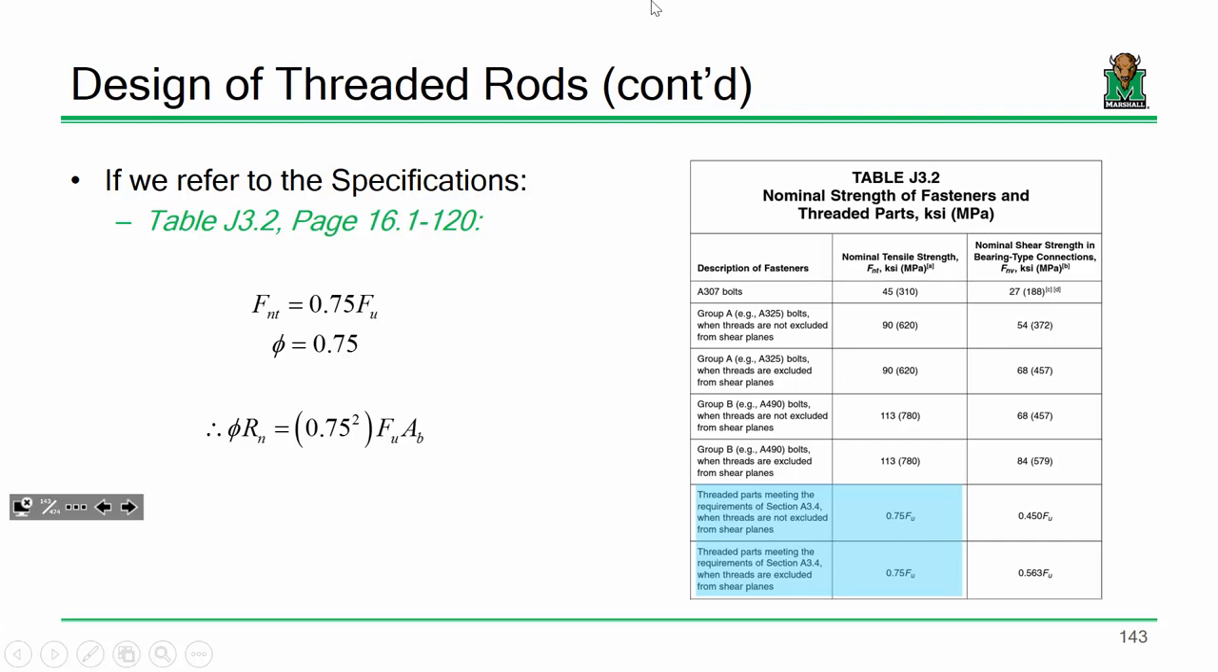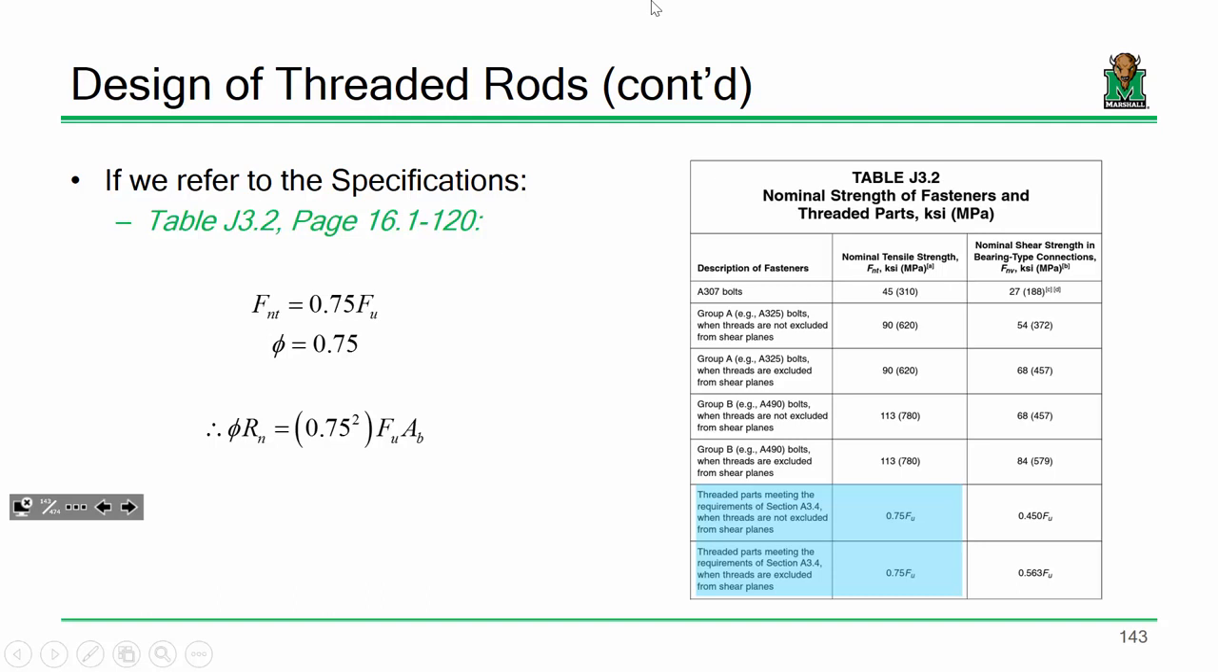So you're going to go way ahead, like your 16.1, and then you're going to go to 120. Does this page need to be marked? Good question. Does this page need to have a tab on it? That's debatable, but what I will say is this. If you open up the spec, remember how Chapter D was the design of tension members? Okay, well, we're in Chapter J. Chapter J is the design of connections.